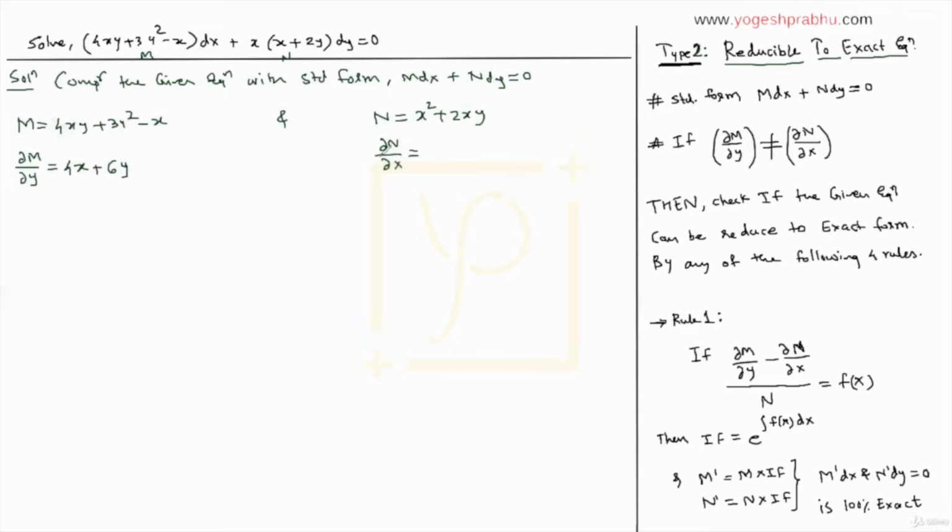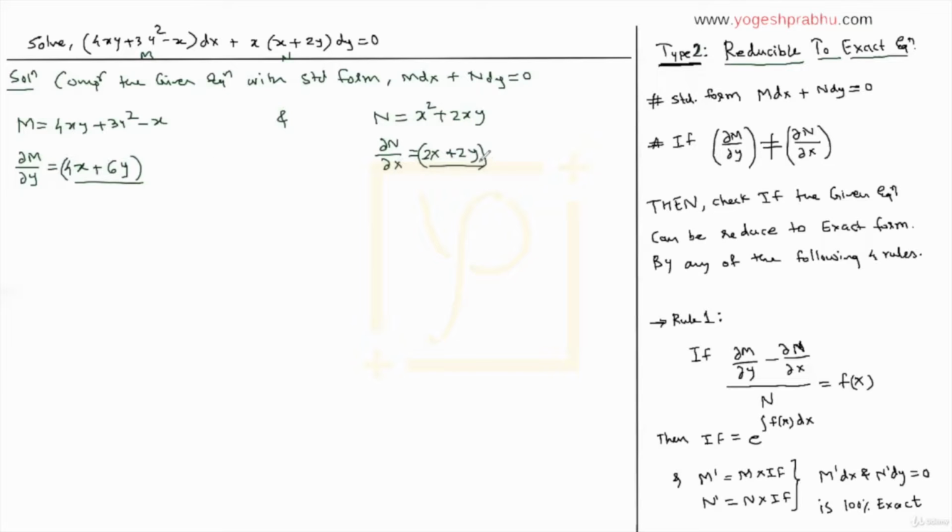We want to find dou M by dou y and dou N by dou x. For dou N by dou x, this will become 2x, the derivative of x square, and for 2xy, where y is a constant, 2 is a constant, the derivative of x is 1, so the answer is plus 2y. So I found the value of dou M by dou y and dou N by dou x. For an exact equation, I'm sure you remember, you want dou M by dou y to be exactly the same as dou N by dou x. But if you see here, they're definitely not equal.